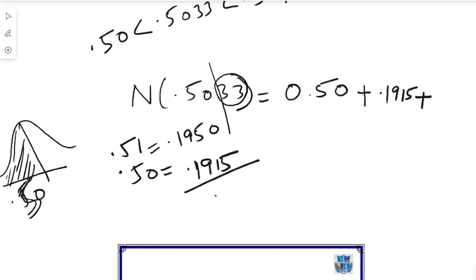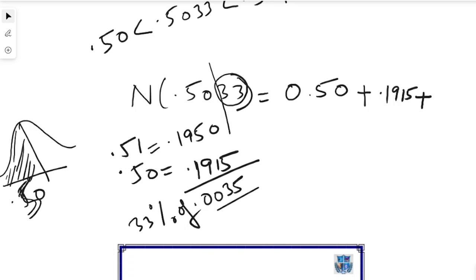0.1950. Now the difference is 0.0035. Now we have to find out the 33% part of 0.0035. Why 33%? Because the value over here is 33. Had it been 65, we could have calculated the 65% component of this value. So 33% of 0.0035. Now that is going to be easy.